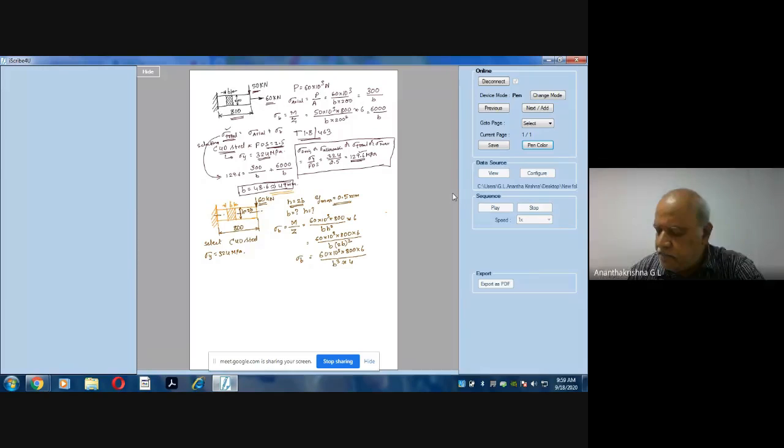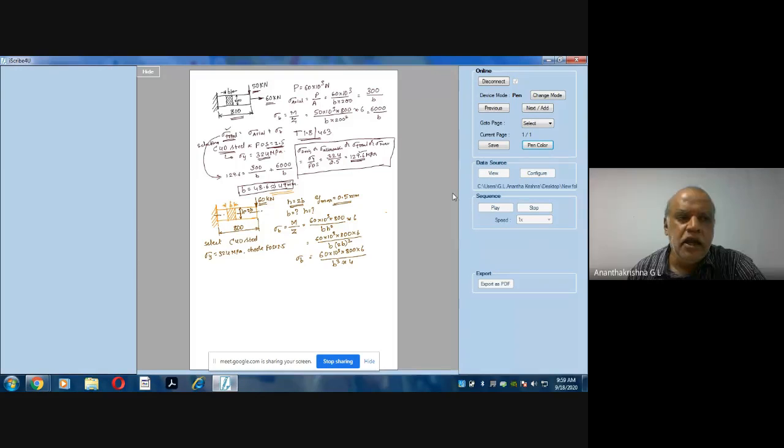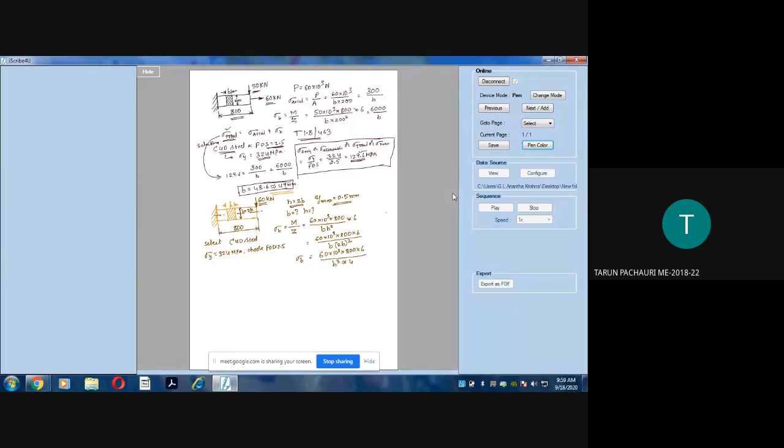There's one doubt, sir. Since y max is given already, why aren't we using M into y by I instead of M by Z directly? See, of course here we can go only with that, but the thing is we need to find out the cross section both with reference to the material yield stress as well as deflection, and choose whichever is bigger. That's how we normally go with the design. One is with reference to material, another is with reference to deformation. Okay? Thank you, sir.